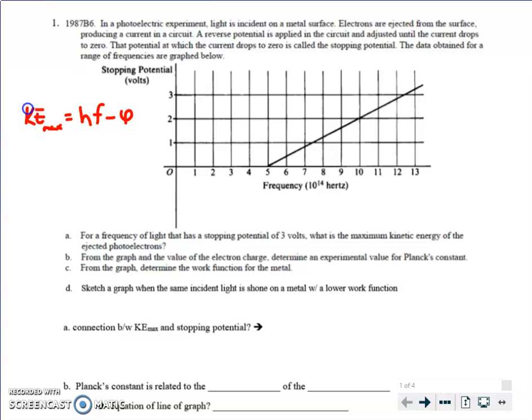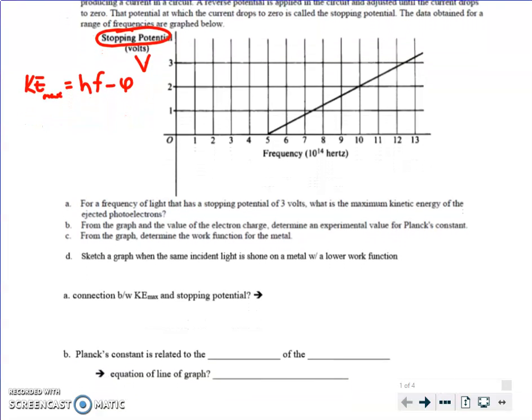Now, what makes this graph a little bit different, because we have seen in the notes a KE versus f graph, is we don't have KE on our y-axis. We have stopping potential, or V. And so that's what we want to be able to do, is connect this to this equation. So that's what I'm going to walk you through. I'm not going to solve the problems. I'm just going to talk to you about how to set them up.